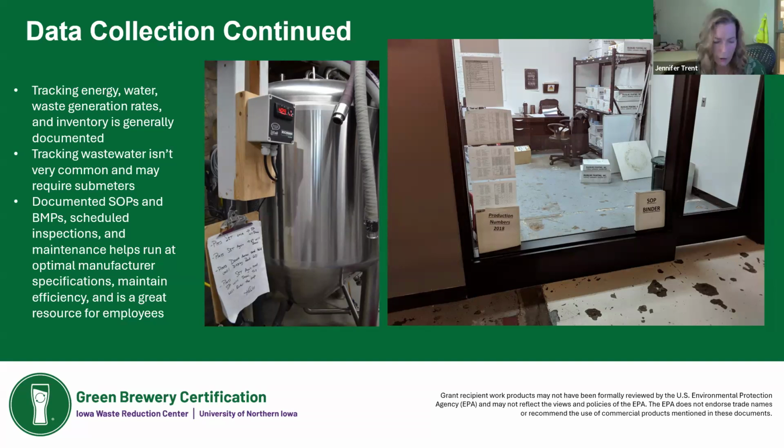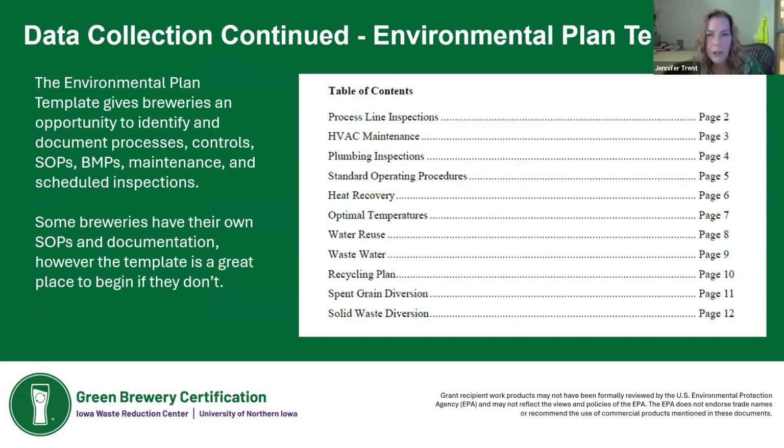And if a brewery doesn't currently have standard operating procedures, or if they're not tracking their maintenance, then we have what's called an environmental plan template. The environmental plan template is something that I shared with everyone who had registered by yesterday. Here's the table of contents. You can give this to your brewery to fill out, and it helps them actually track their processes and some of their procedures. Joe, next slide, please.